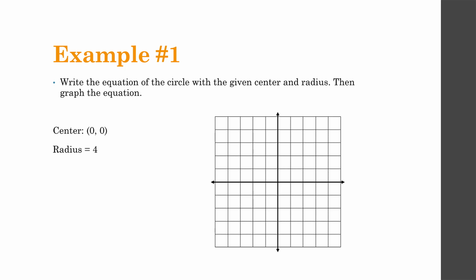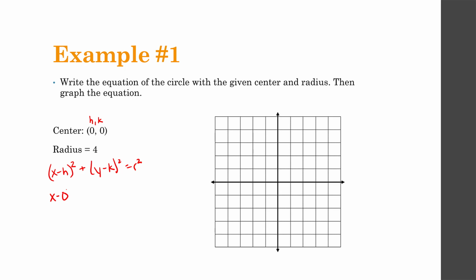Let's get started. Write the equation of the circle with the given center and radius, then graph the equation. So we know that we have x minus h squared plus y minus k squared equals r squared. h and k make up the center, so h comma k, and my radius is 4. All we need to do is plug these values in.